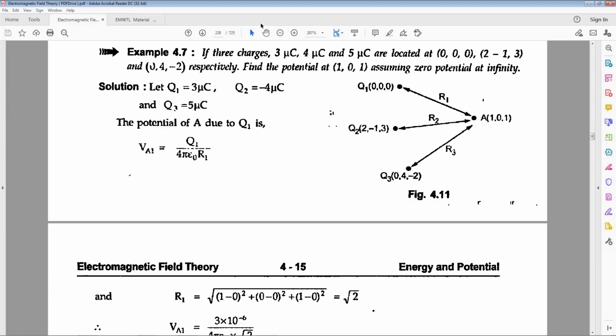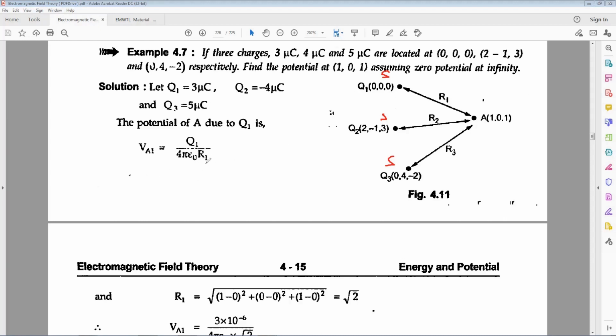Okay. So first of all, if I am finding VA1, we have to find it at the point A. A point means that this is a receiving end, this is a sending end. Okay, the subtraction values of 1 minus 0, 0 minus 0, and 1 minus 0.